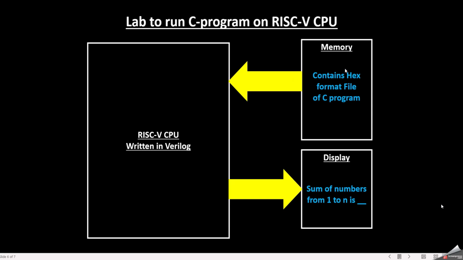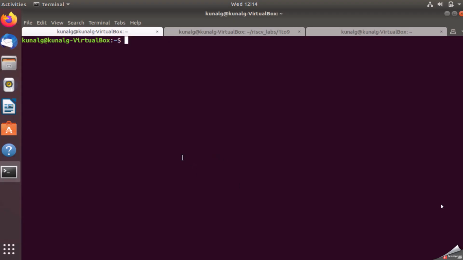There are some commands which convert this. I'll show you those commands, and you can always run those commands on your own. I'll show you how to convert the C program to a hex file format, how to load that hex file inside the memory, and how this particular RISC-V CPU takes the content of the memory, or the hex file, runs it, and gives a display which is 1 to n. Okay, so let's look into that lab. It's a pretty easy lab because everything is done.